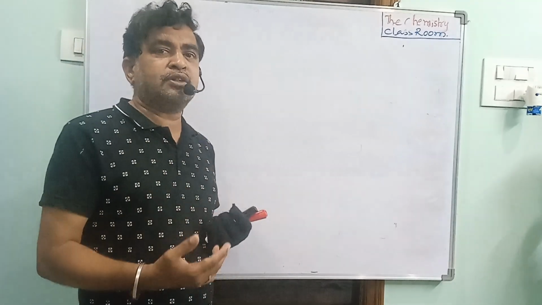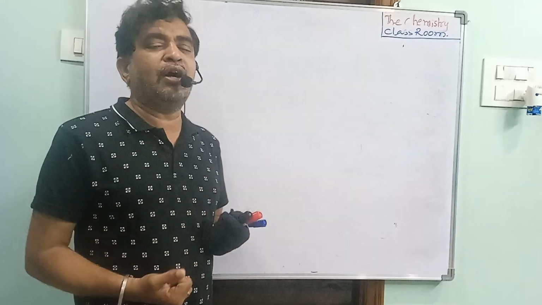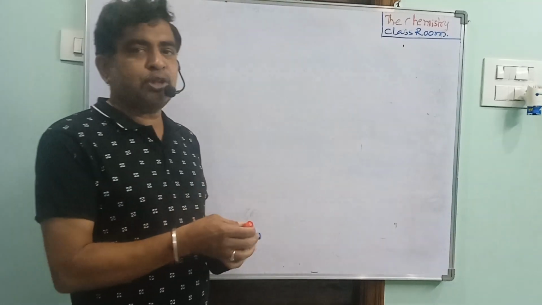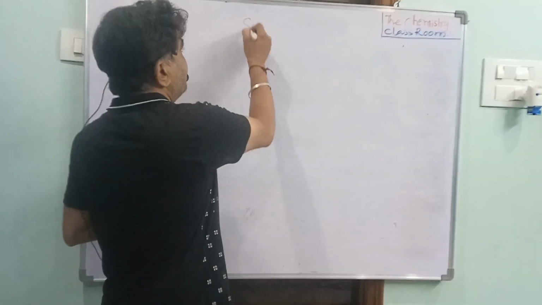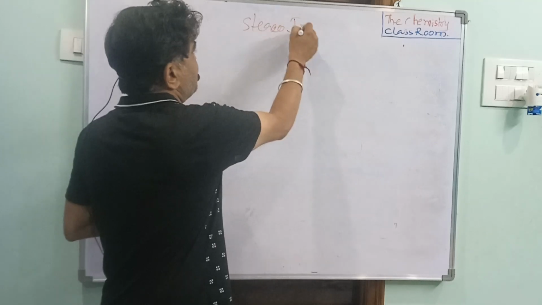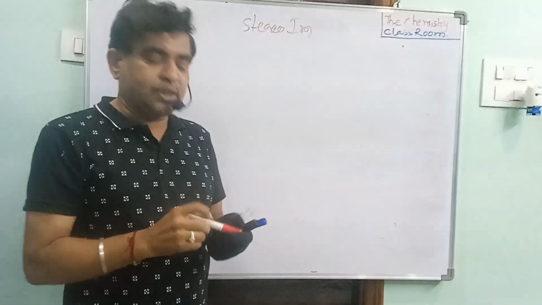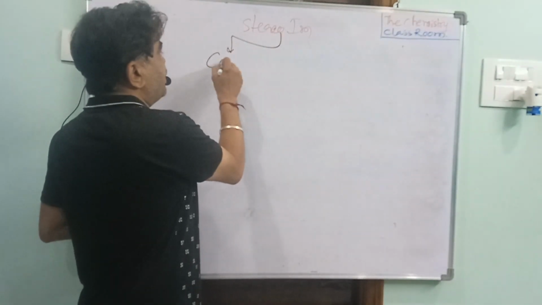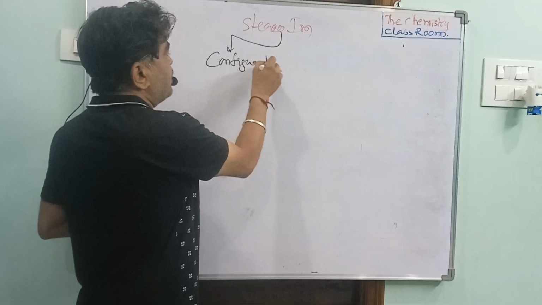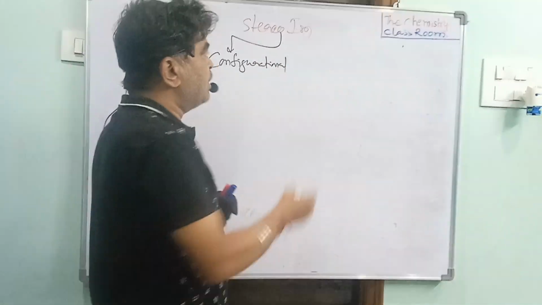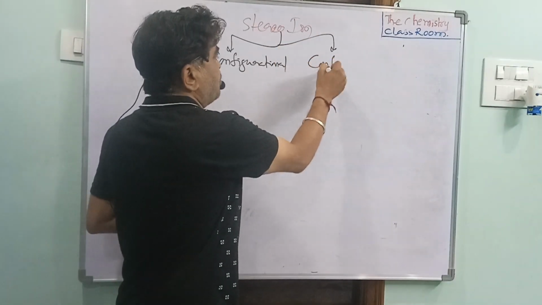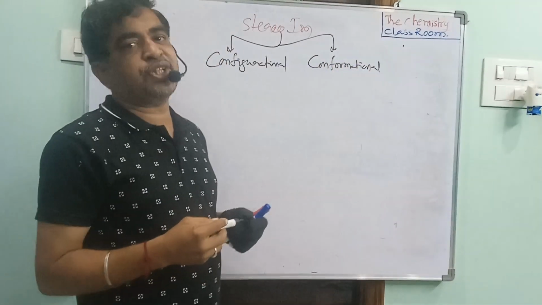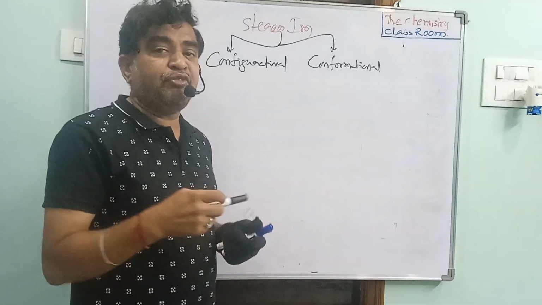So how does the stereoisomerism occur? What are the stereoisomerisms we have? Now one by one we discuss. The stereoisomerism is our topic today. This stereoisomerism is classified into two. The one is called configurational isomerism. The second is called conformational isomerism.